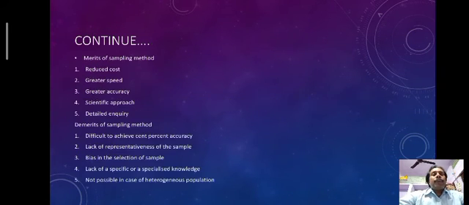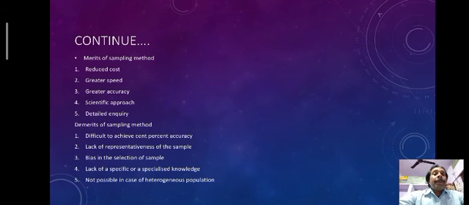Okay, now come to the merits and demerits of sample method. So first merit, that is reduced cost. Here the investigators personally select the population, and that's why it is very less expensive. Next is the greater speed. Here the output will be the maximum with high speed because it doesn't take more time for the selection. Next is the greater accuracy. As I told you, the investigators are well experienced, with knowledge and skills, and that's why the result may be 100%.